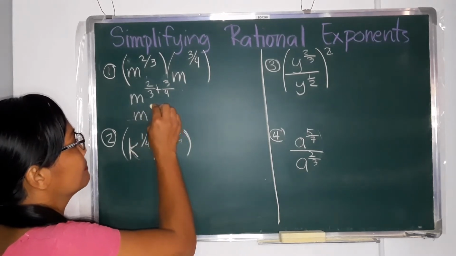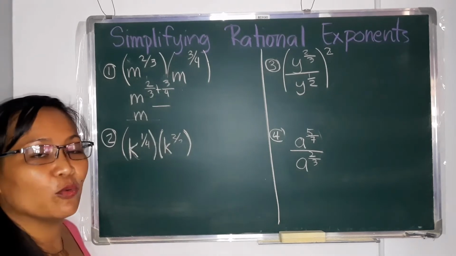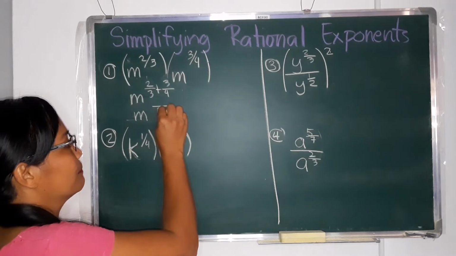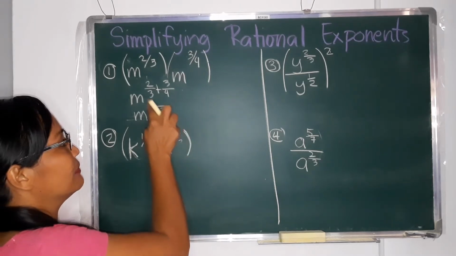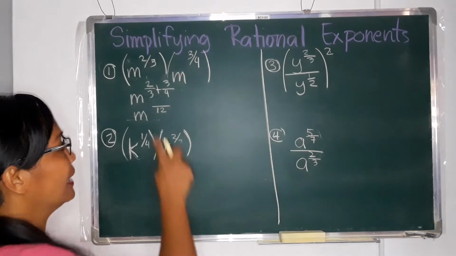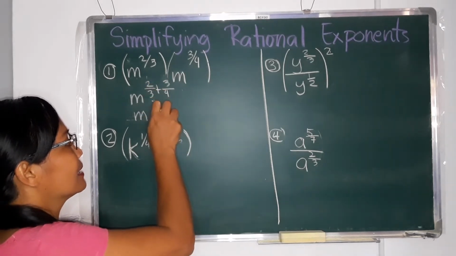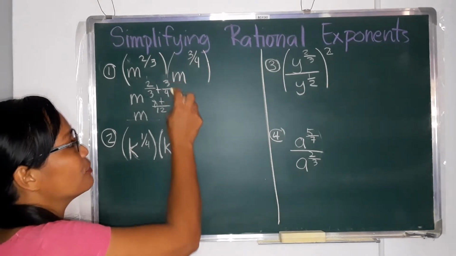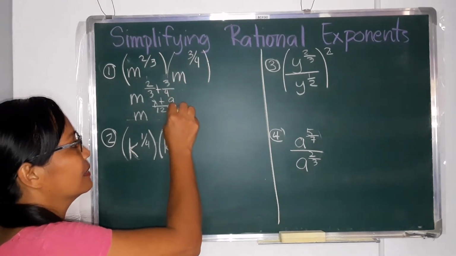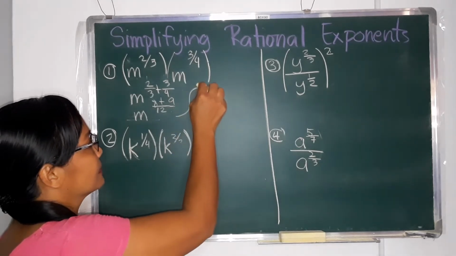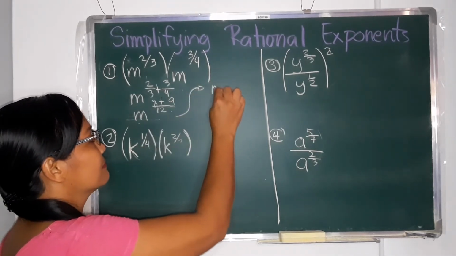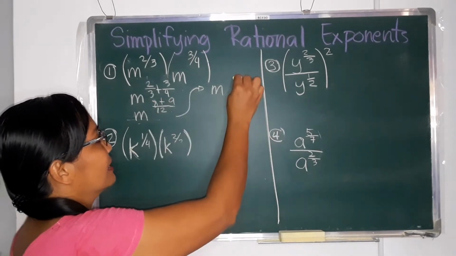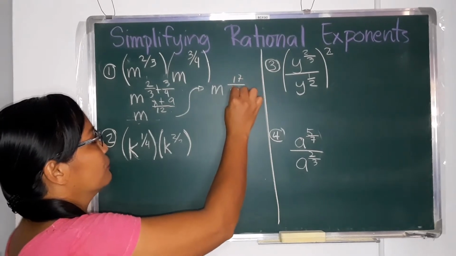m raised to the LCD of 4 and 3. We get the LCM, so we have 12. Next, 12 divided by 3, we have 4. And then 4 times 2 is 8. Plus 12 divided by 4, we have 3. 3 times 3, we have 9. Next, copy the base m and then simplify. 8 plus 9, 17 over 12.